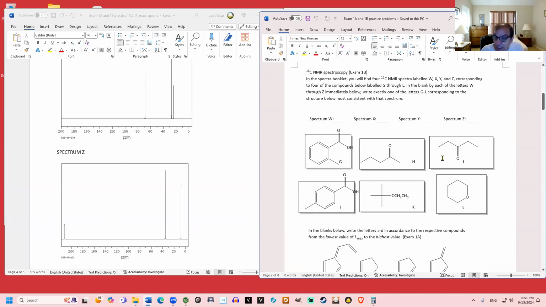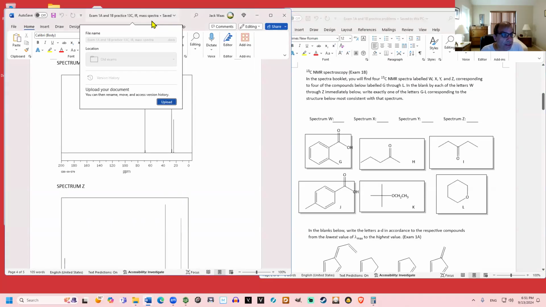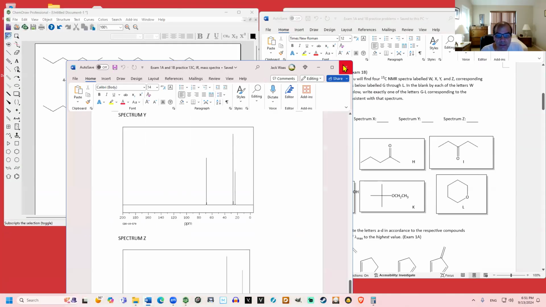Let's say we didn't know that. We look on spectrum Z and we see there's only 3 peaks. So there's only 3 types of carbon. And compound I is consistent with that. There's only 3 types of carbon. One here, the 2 methyl groups, one here, the 2 CH2s, and the unique carbonyl carbon. So spectrum Z has to be compound I. And that's about it. You can get a lot of information from NMR spectra. I think that's all we will need of this document.